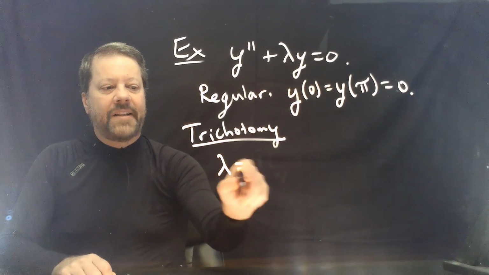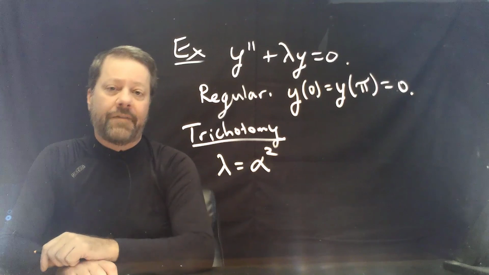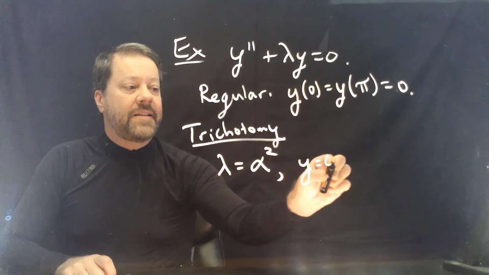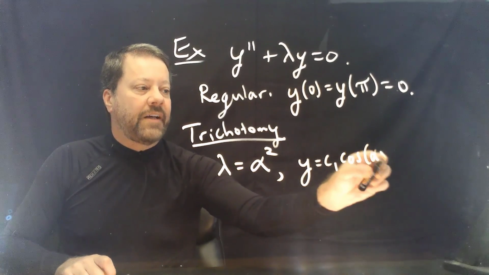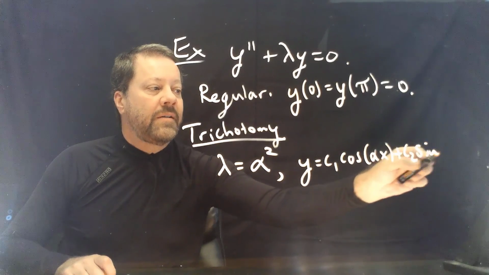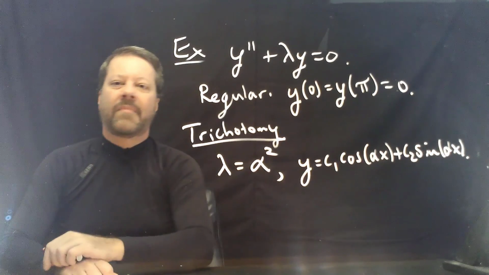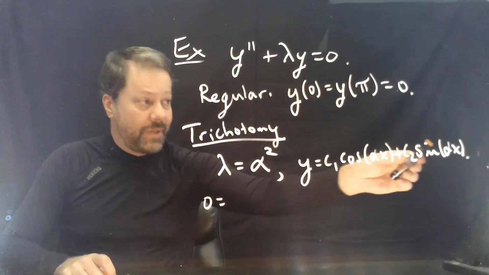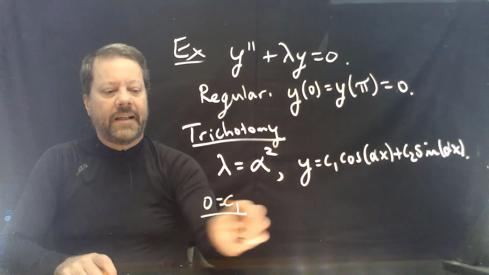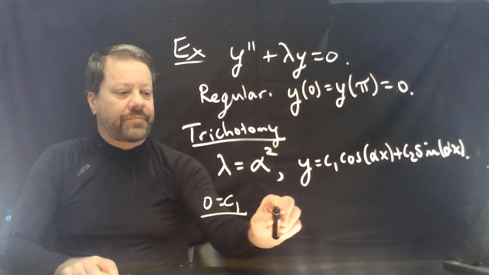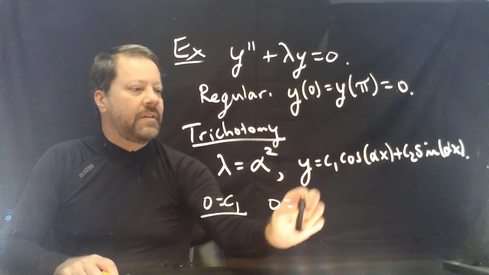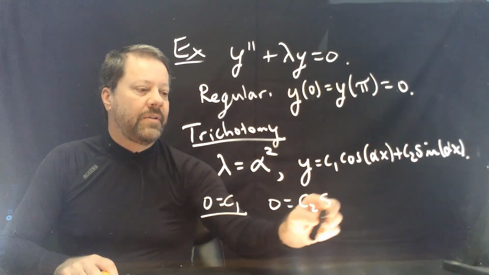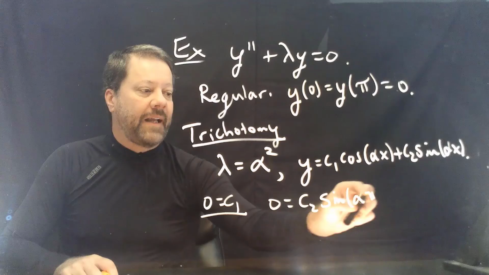Our eigenvalues lambda in this case can be expressed as lambda equals alpha squared. In this case, we'll have y is c1 cosine of alpha x plus c2 sine of alpha x. We must satisfy the boundary conditions, and so 0 has to be what happens when you get 0 in here. That gives you the first constant is 0. Now for the second boundary condition, 0 equals y of pi. This first term is already 0. We'll have c2 sine of alpha pi.